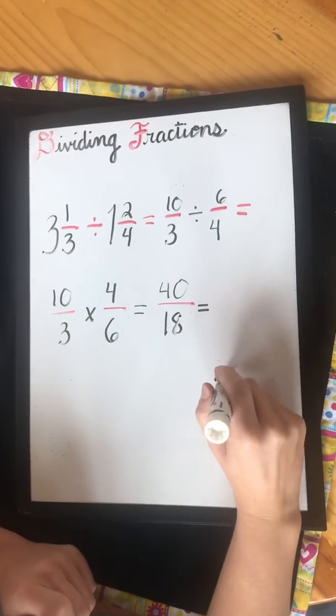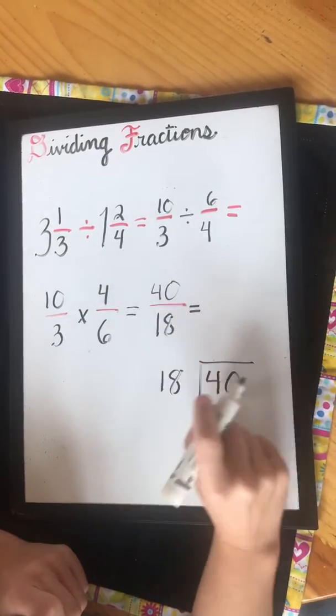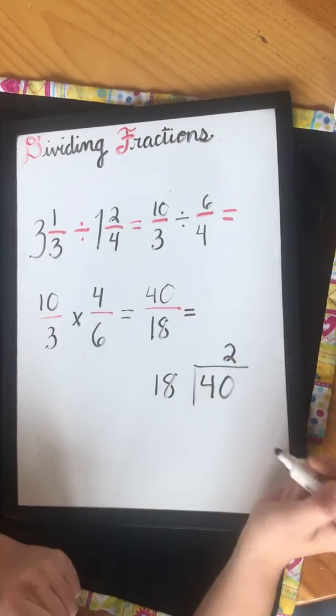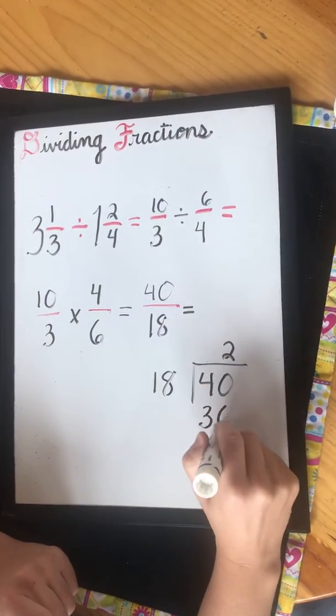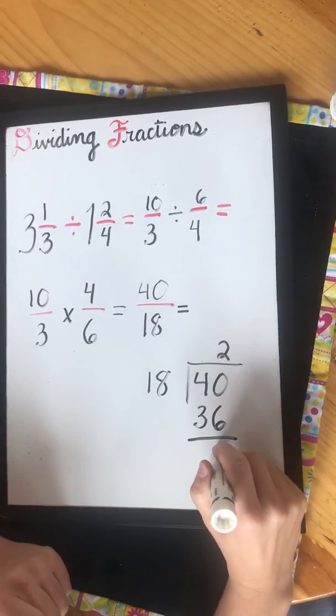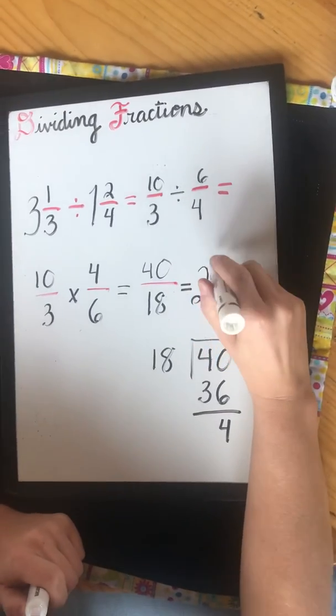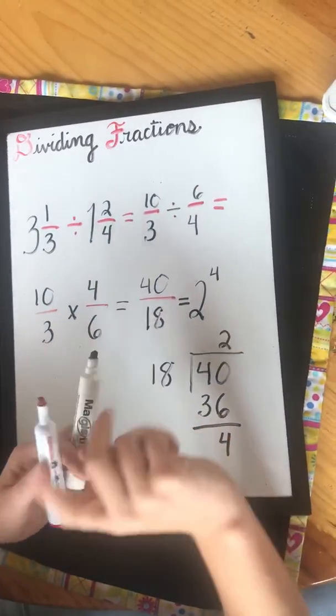Let's write it out over here so you can see. 18 goes into 40 2 whole times. 18 times 2 is 36. We subtract 36 from 40 and have 4 left over. So now we have 2 wholes and 4 18ths.